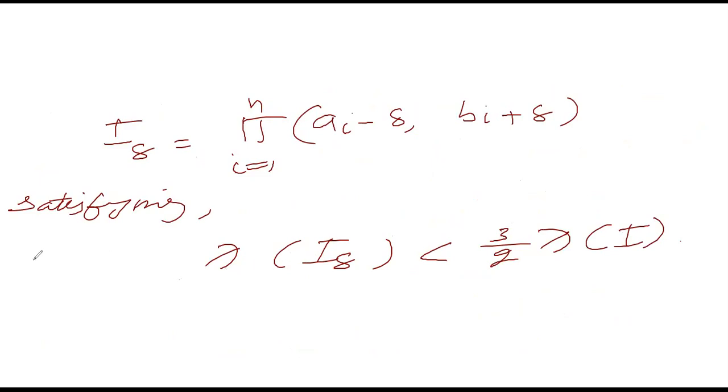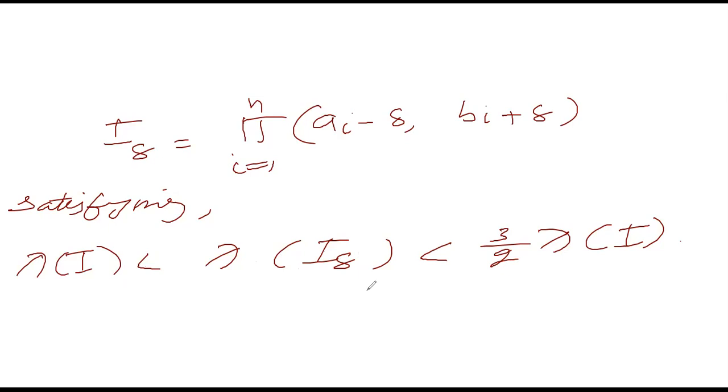And obviously the Lebesgue measure of I is less than 3/2 times the Lebesgue measure of I. So we choose delta so small. The Lebesgue measure of I delta is greater than the Lebesgue measure of I, it is plus some quantity, but that quantity is so small that the Lebesgue measure of I delta is still less than 3/2 times the Lebesgue measure of I.